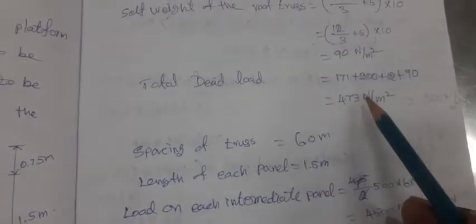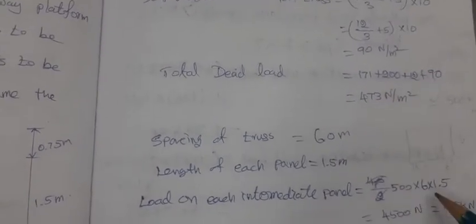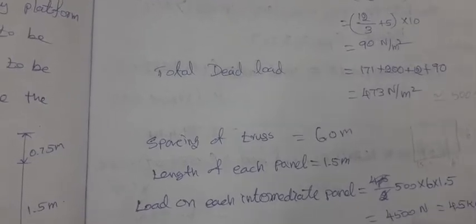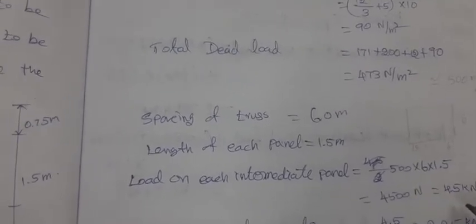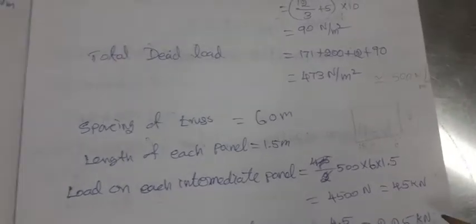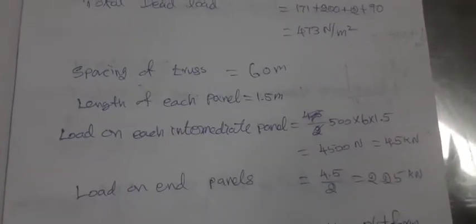500 is nothing but taken from 473. So 500 into 6 into 1.5. So it is 4500 Newton. So we say 4.5 kilonewton here.